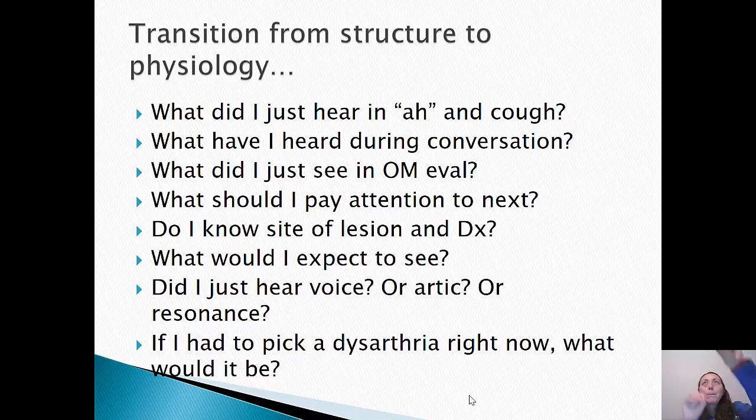These are just like pulling things out of the air, little pieces. And as we're pulling these small pieces of data, everything we're doing from cranial nerve to oral mech, you're saying, okay, what did I just hear? Yes, fine. Can I take data on that? But what does that mean for my patient who likely has dysarthria?